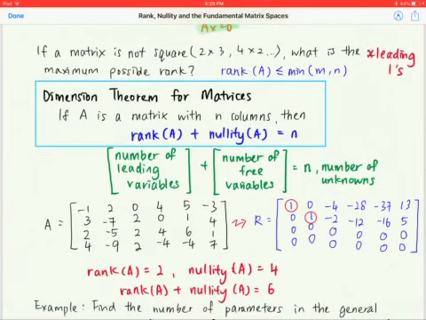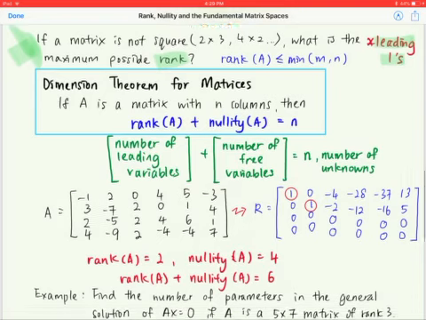And here is a problem for you to ponder. If a matrix is not square, say 2 by 3 or 4 by 2, what is the maximum possible rank for it? Remember, the rank depends on the leading ones. So try to ponder about this.